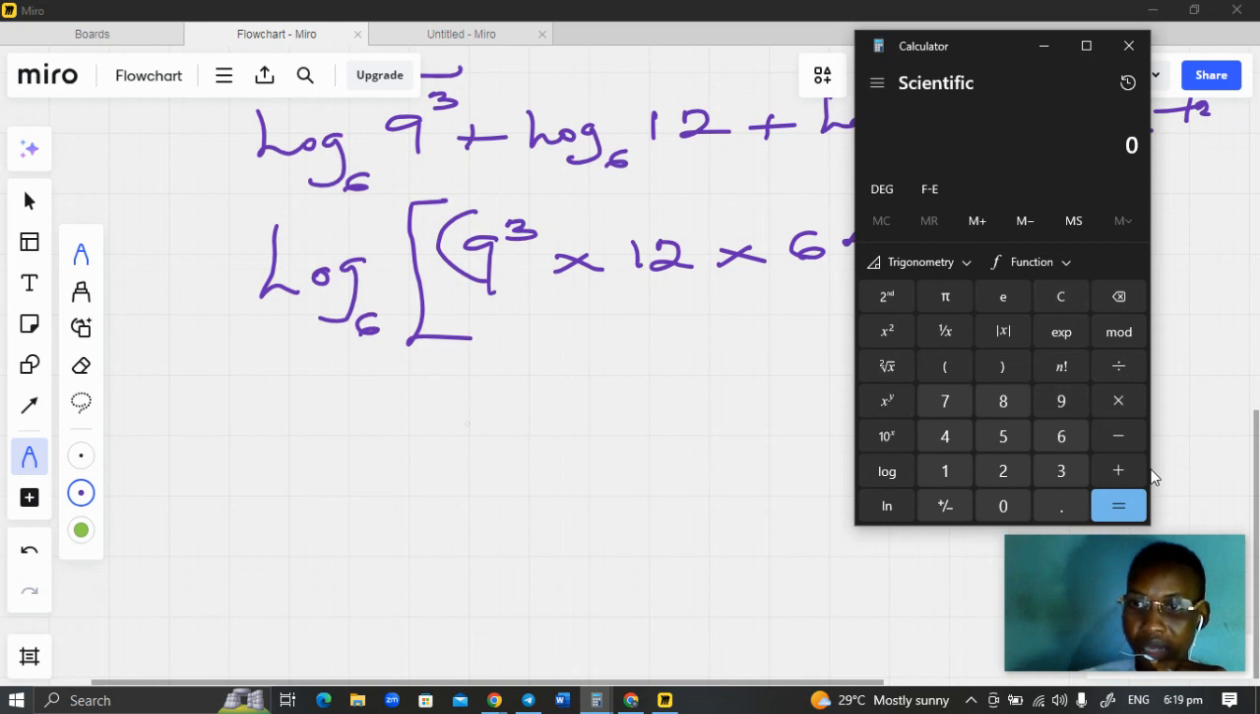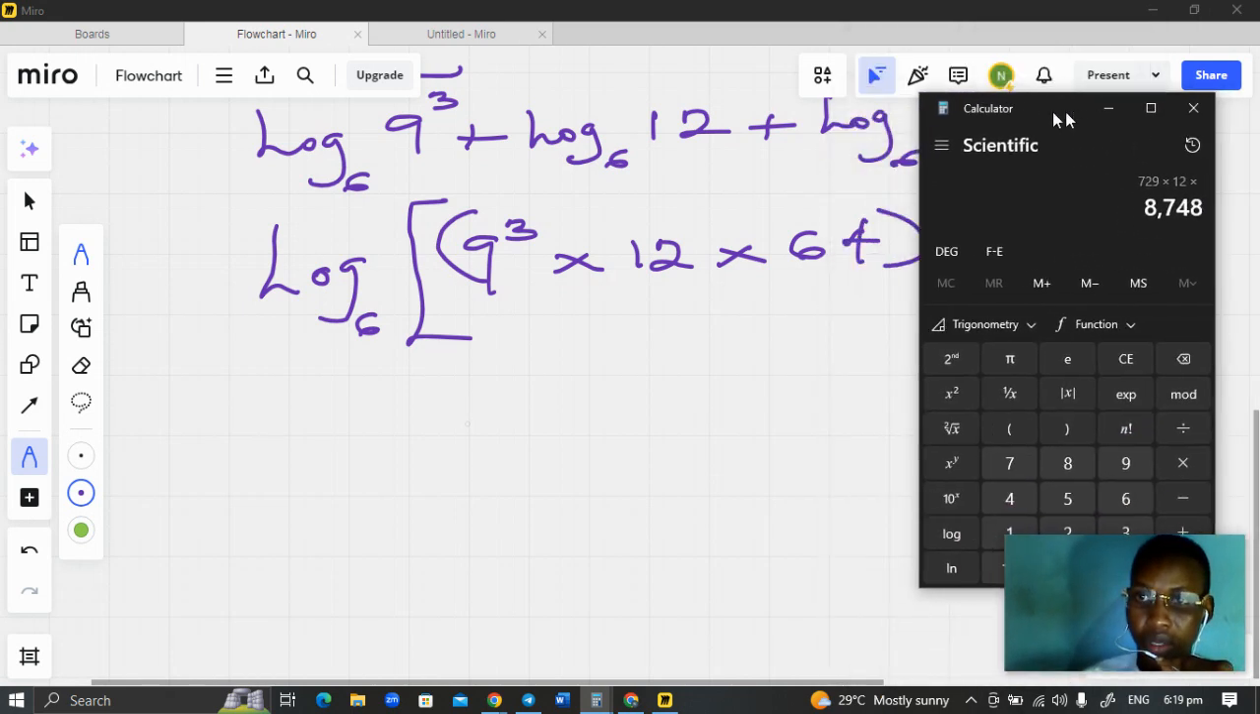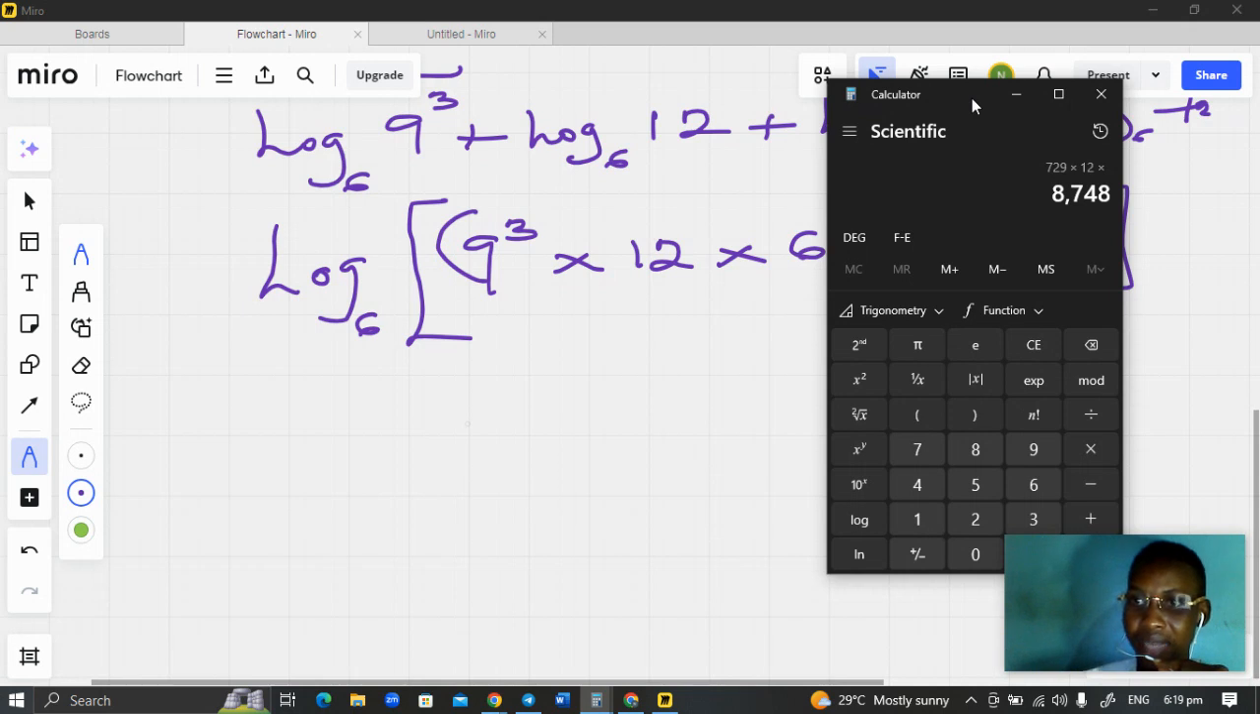So now I want to press 9 raised to the power of 3. And then we have it as 729. 729 times 12. We need to multiply it by 12 and then finally multiply it by 64, I think. Let me check it out. So we have 64, yes, times 64.